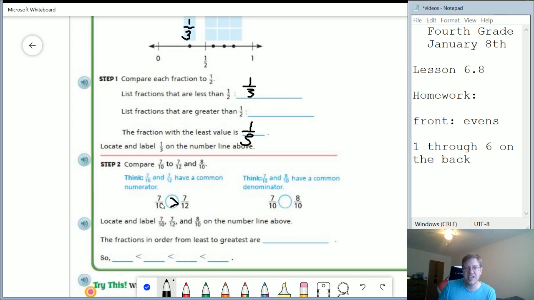Now, we know that 7/10 is going to be larger than 7/12. We're comparing these two. I'm counting parts out of 10 for both of them. And so this side is going to be larger. So 1/3 is going to go first. That's our smallest one. Our next largest one is going to be 7/12 because this one is smaller than this one. Then our third largest one would be 7/10, and our largest one would be 8/10.